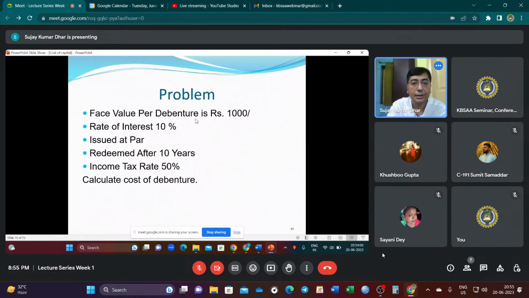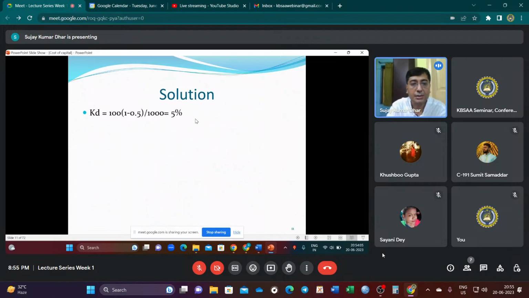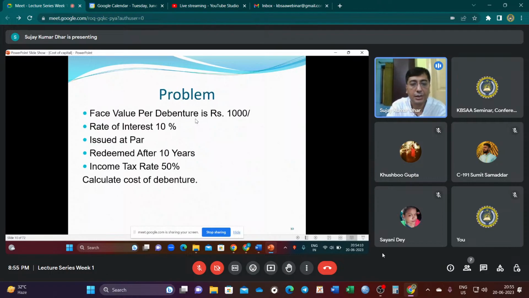R is what? 10% of 1000, 100. (1 minus T), 1 minus 0.5, divided by 1000. So it is 5%. Now, next problem. Tell me, up to this, does anybody have any doubt?